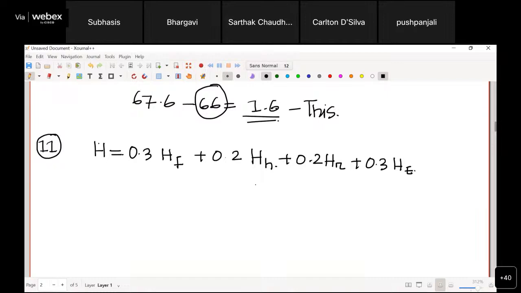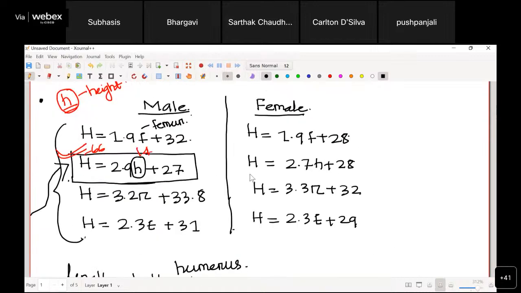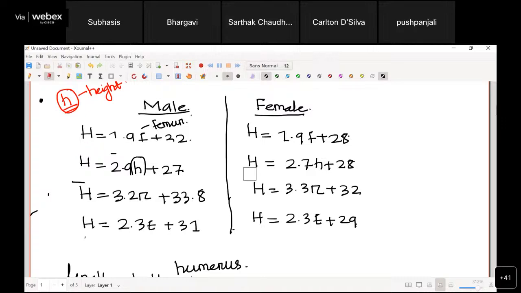Now you just need to substitute all these values, right? All these things are given. If you look at this closely, then only you can realize what h of f, h of s, h of r, and h of t are. This is h of f, because here h is a function of f. And this is h of s.